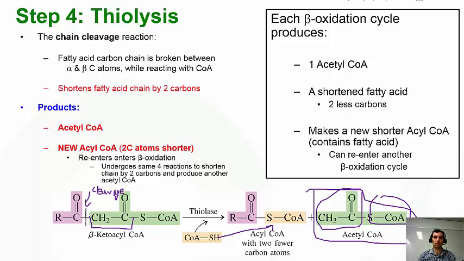So we can see the summary of this in this box here. So every beta oxidation cycle is able to make one acetyl-CoA, and by doing this we actually shorten our fatty acid or acyl-CoA by 2 less carbons. And importantly, the process doesn't actually finish there. We can actually use that acyl-CoA that we've created in the product here to re-enter beta oxidation, and we just go through the same process again to make another acetyl-CoA, and then your acyl chain will be another 2 carbons shorter, so we can just keep going until there's no carbons left.